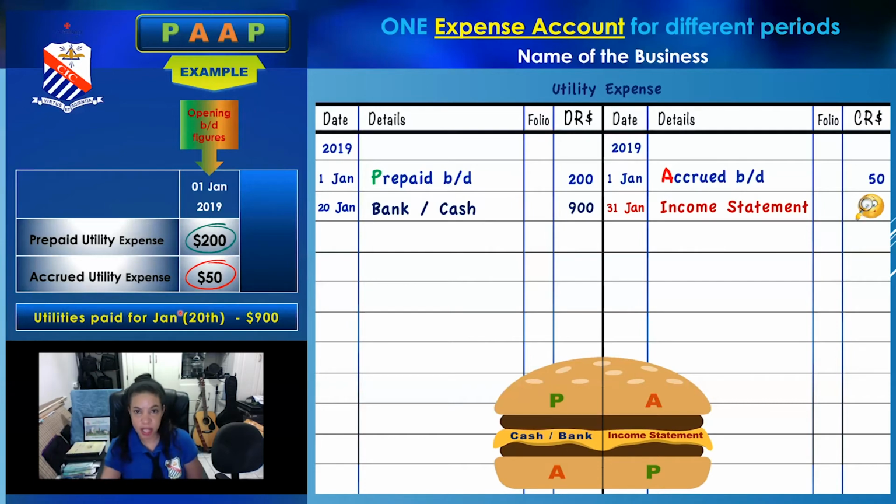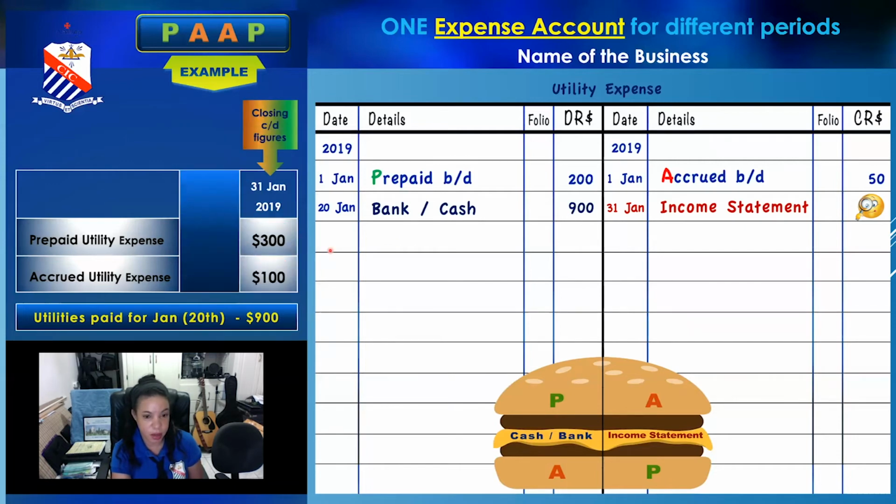So we're going to leave that there for the time being and go and enter the other figures that would have been given. So we already dealt with the first PA, which would be your opening balances. Here we dealt with that. We dealt with the in between, except we don't have the figure for income statement. So the next step is to continue with our PAAP. We already dealt with the PA, so it's now the AP. So these are our closing figures.